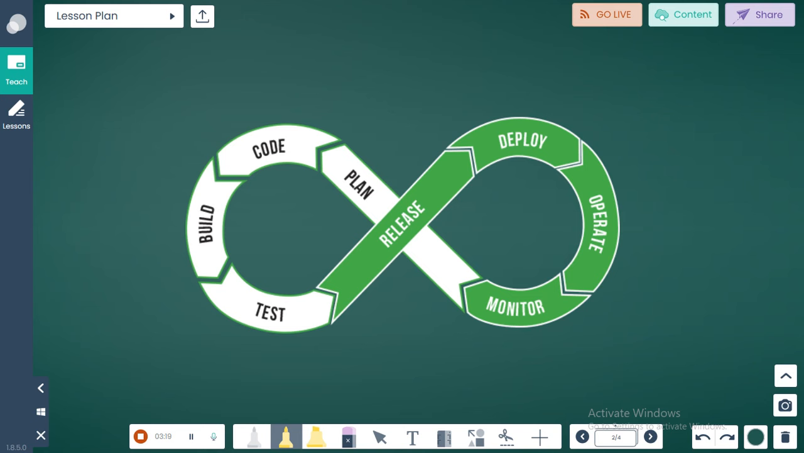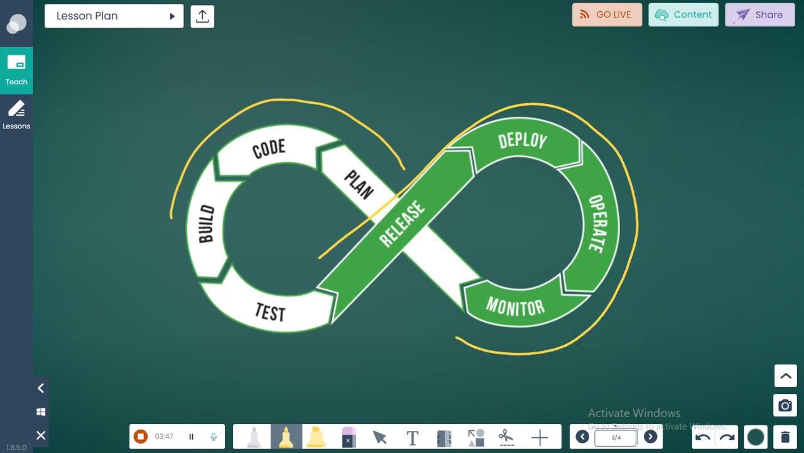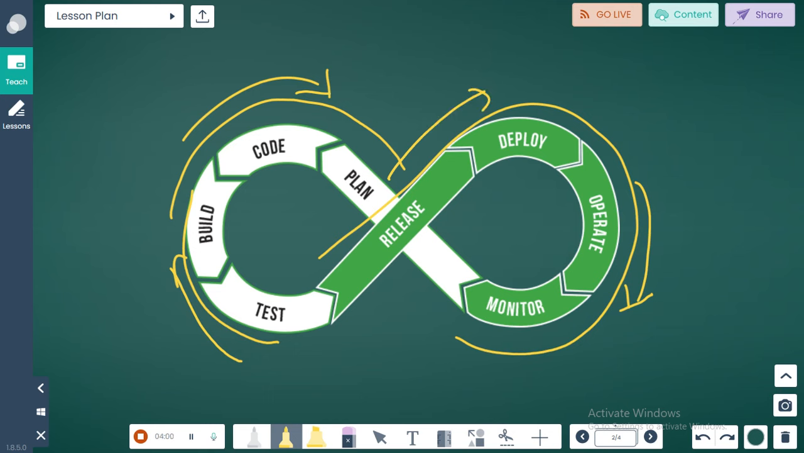Now if you look here, I think you might have seen the same logo in various colors, with people talking about it. Here you are doing coding. You can see build, code, plan, release, deploy, operate, monitor, right? So test, build. The whole workflow is like this.